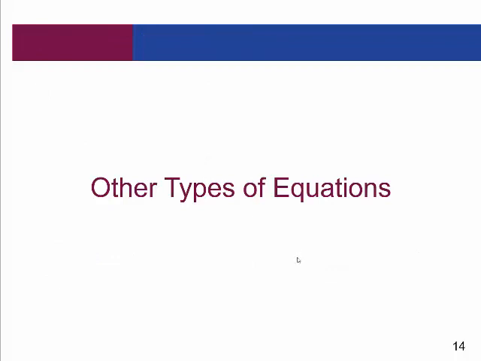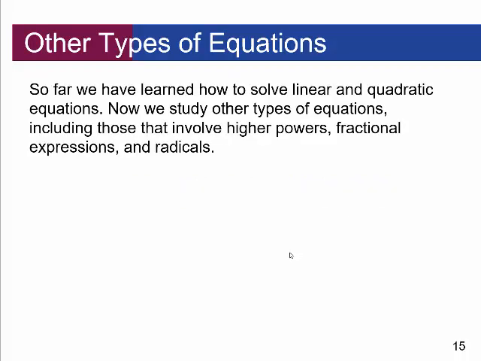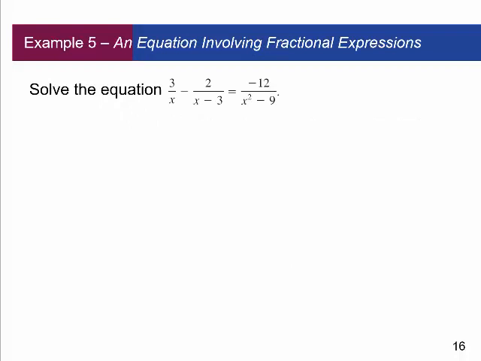I want to talk just real quick about how you solve other types of equations, ones that might be a little bit more tricky. So far we have learned how to solve linear and quadratic equations. Now we study other types of equations, including things with higher powers, fractional expressions, and radicals. Let's start with this rational equation: 3 over x minus 2 over x minus 3 is equal to negative 12 divided by x squared minus 9. This is really complicated because it involves fractions and variables in the denominator.